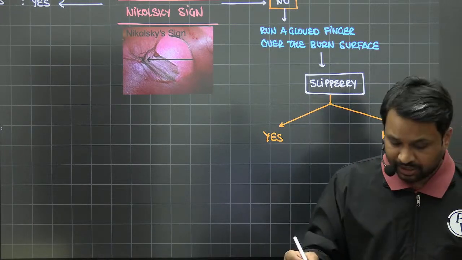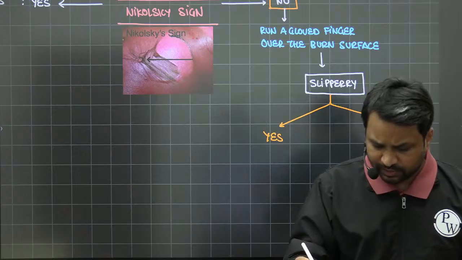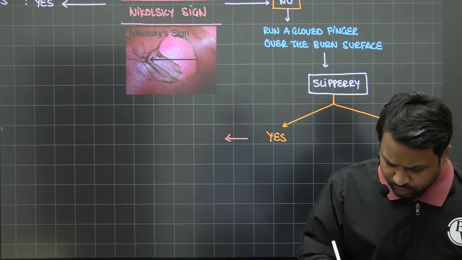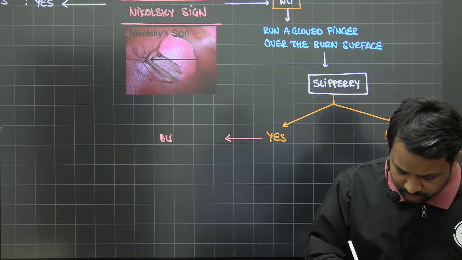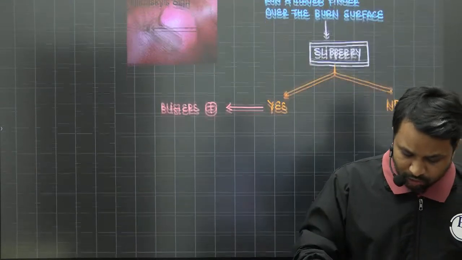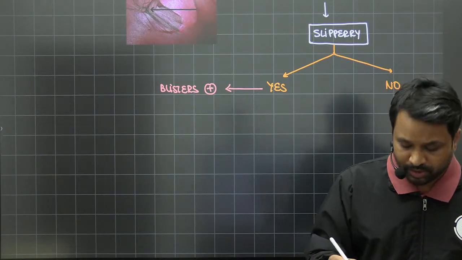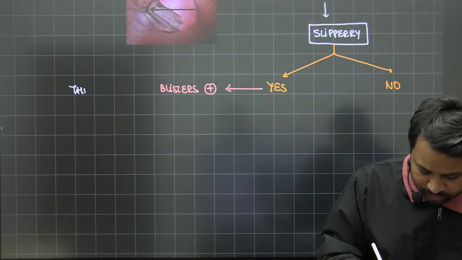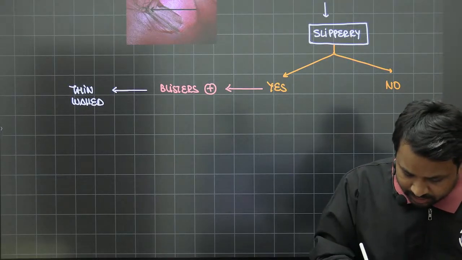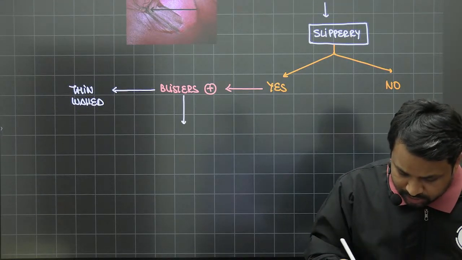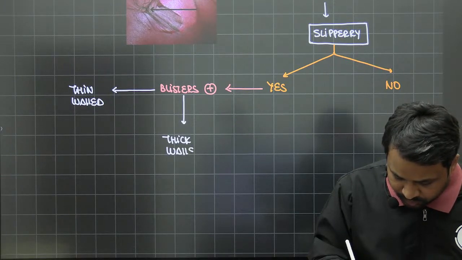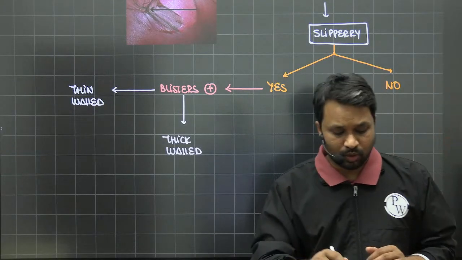If it is slippery, then obviously we'll look for blisters. Usually the blisters are going to be present here. Now, blisters can be divided into two components: thin walled and thick walled blisters.